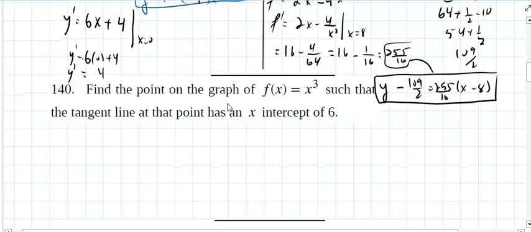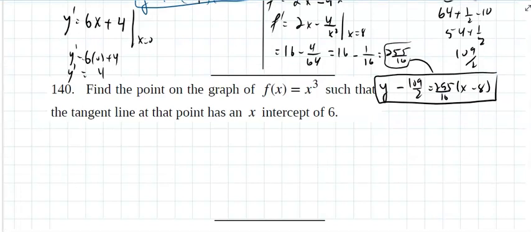All right. How about this problem? Find the point on the graph of y equals f of x equals x cubed such that, so they want to find a point, okay, such that the tangent line at that point has an x-intercept of 6. Well, let's put things together. X-intercept of 6. So if x equals 6, I want y to equal 0. That's a point.